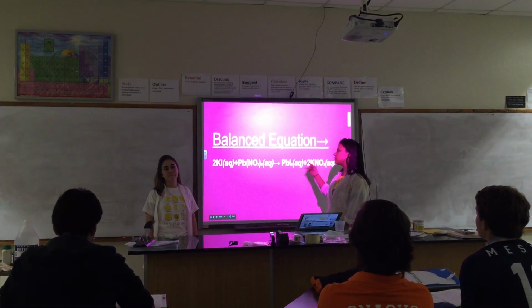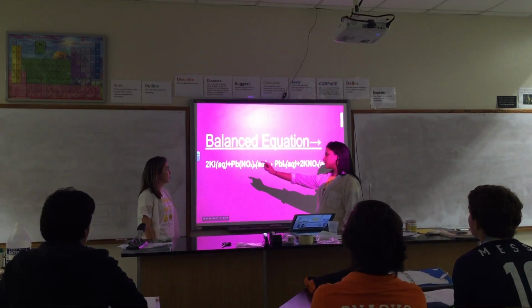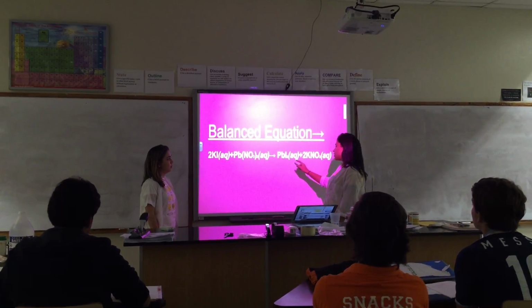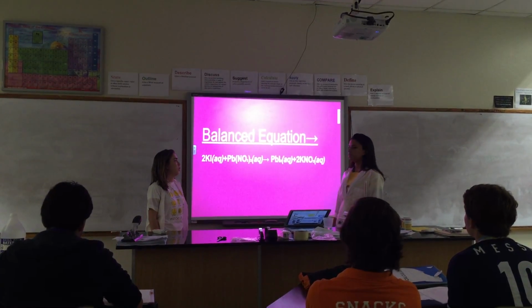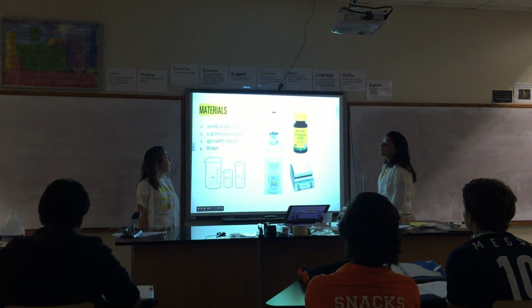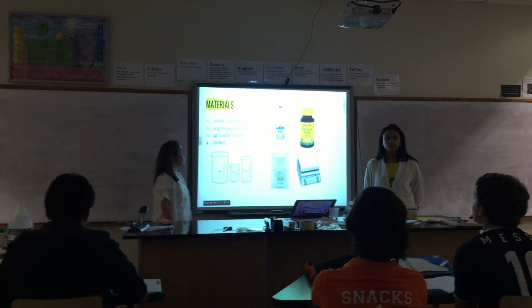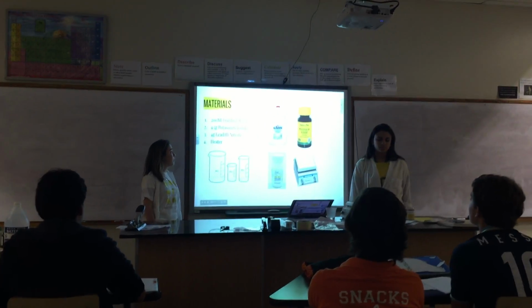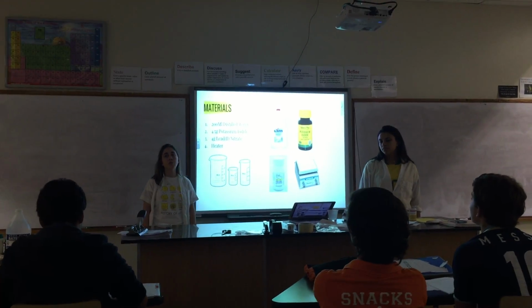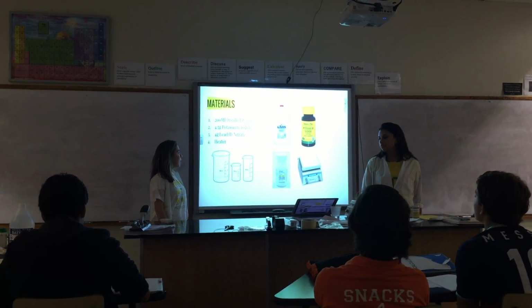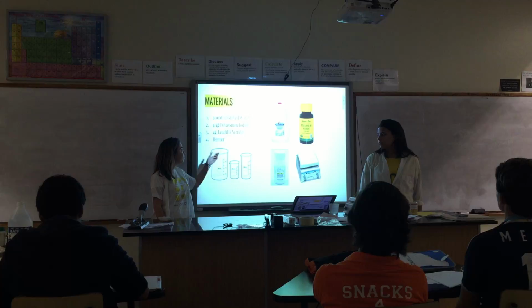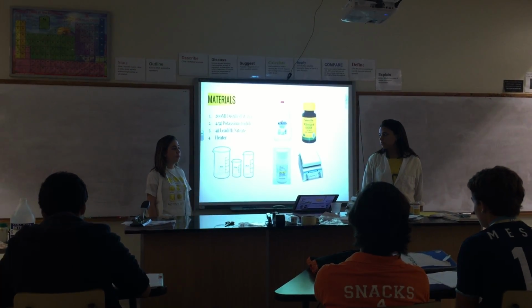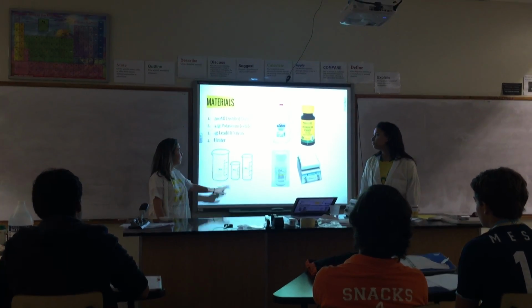Equation of the experiment: this is potassium iodide and lead nitrate, and then it becomes lead iodide and potassium nitrate. Our materials were distilled water, to mix with potassium iodide and lead nitrate to make a solution. And we used a heater to heat it up so it can dissolve and then we can see the reaction.